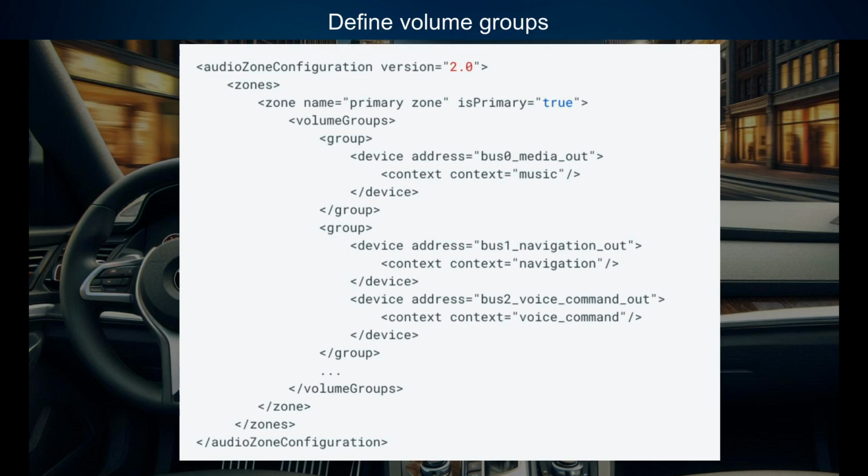This code tells us that the car's audio system has different zones, and each zone has different groups of speakers. Each speaker group has a specific function, like playing music, navigation, or voice commands, and all speakers within a group share the same volume level.